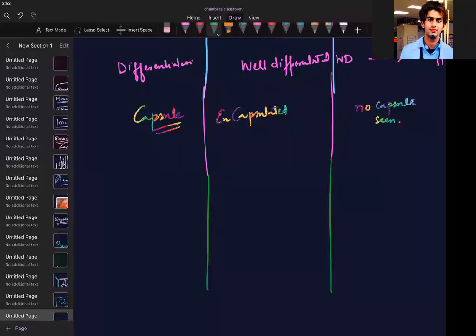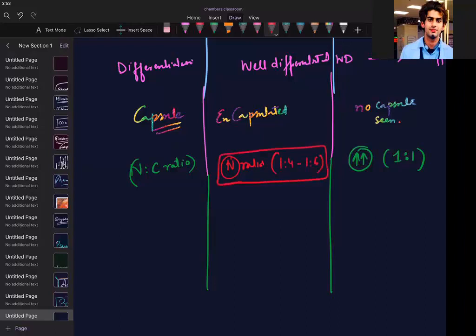What about the nuclear cytoplasmic ratio? Which will have a higher nuclear cytoplasmic ratio? So you will have more in malignant. Okay, it will be equal to 1:1. But what about benign? Benign will have a normal ratio, remember. Normal ratio of what? 1:4, 1:6. Right? Is it clear, friends?